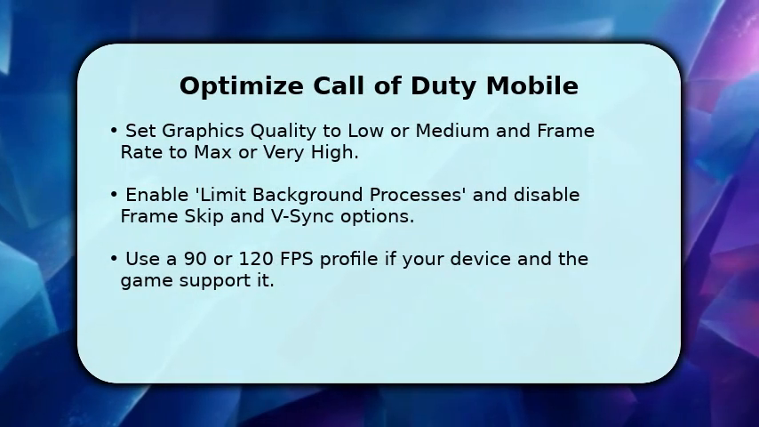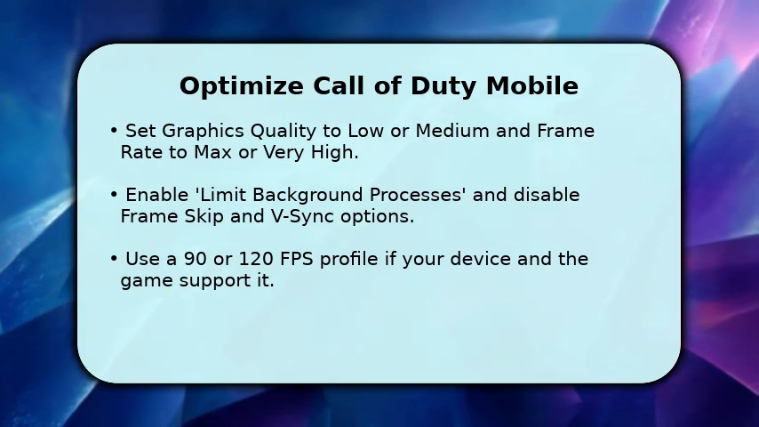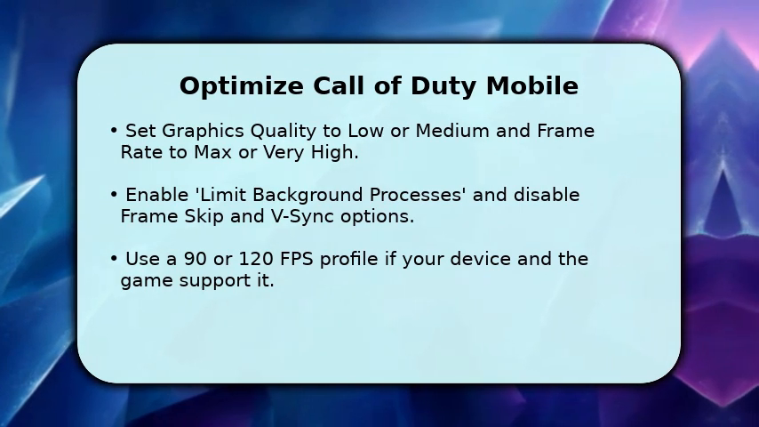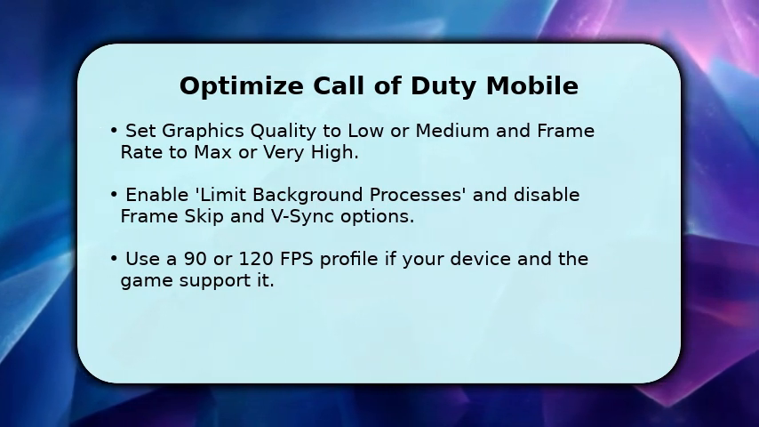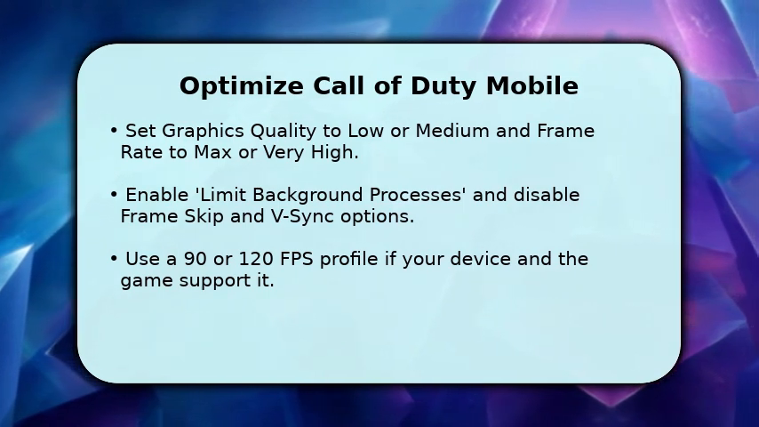Open Call of Duty mobile settings and jump to graphics and audio tabs straight away. Set graphics quality to low or medium and frame rate option to max or very high for best throughput. Disable VSync and frame skip to prevent frame pacing issues and stutters during gameplay.